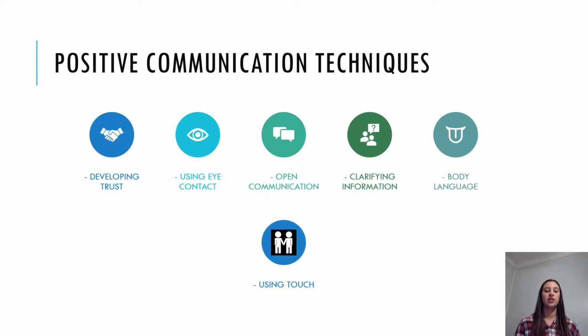The second one is using eye contact. So when using eye contact, you are giving all of your attention to the person who's speaking. This technique is lost when considering telephone conversations, but when possible, try to use this technique to show that you care about the person that's speaking. Be aware that in some cultures, eye contact is considered disrespectful.